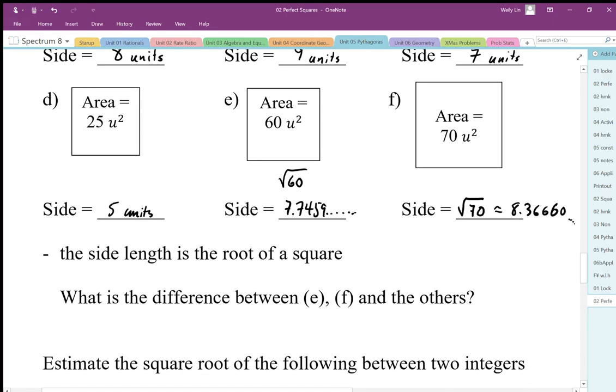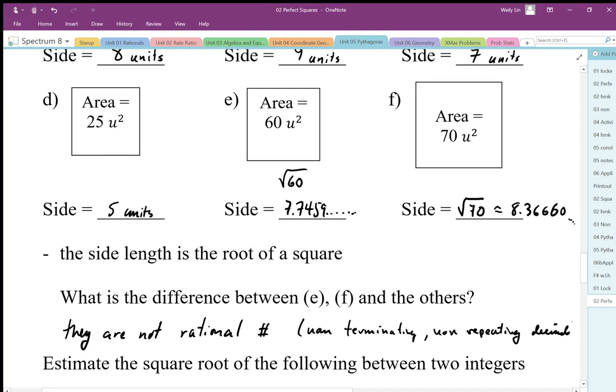So what's the difference between E and F and the others? The E and F questions are not rational numbers, meaning that they have non-terminating, non-repeating decimals. They are not nice numbers to work with. The decimals tell us about how long they are and how big they are, but they don't really let us do the math on them very easily.